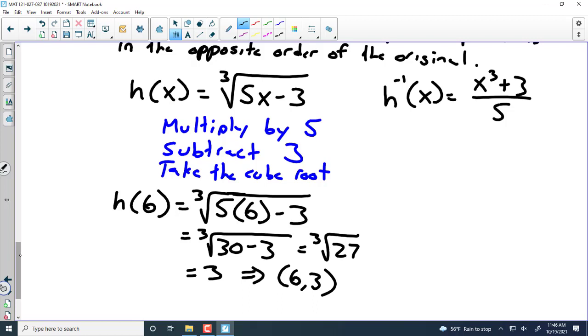Now watch this over here, everyone. Go to the inverse one. Let's say we were going to plug a number into the inverse function. What's the first thing we would do? If you plug the number in here for x, what's the first thing you do to it? Cube it. You would cube it. Then what would you do? Add 3. Then what would you do? Divide by 5.